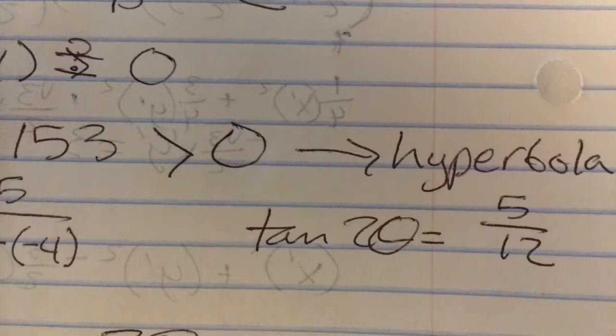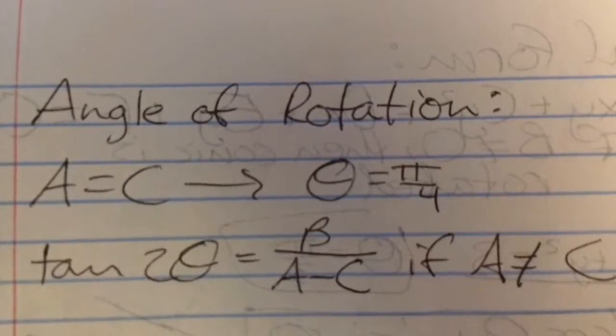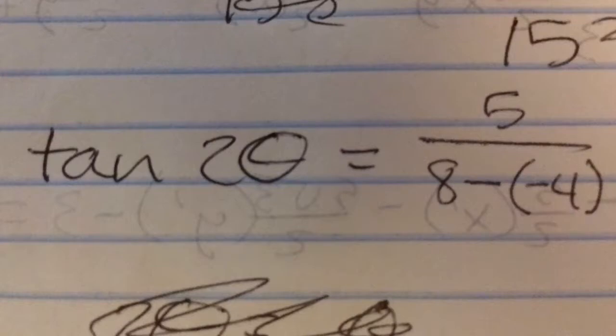So since A is not equal to C, we use tan 2θ = B / (A − C). Now, from the general form, we know that B = 5, A = 8, and C = −4. So as you can see here, tan 2θ = 5 / (8 − (−4)), which simplifies down to tan 2θ = 5/12.